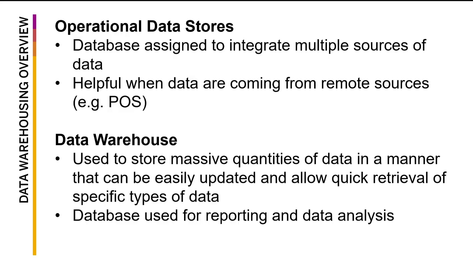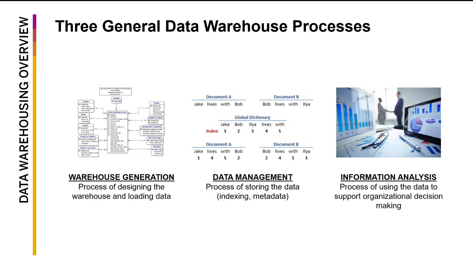The data warehouse is then used to store massive quantities of data in a manner that can be easily updated and allow quick retrieval of specific data types. This database is used for reporting and data analysis. Now let's take a look at the general processes in a data warehouse. We usually have three processes in a data warehouse.